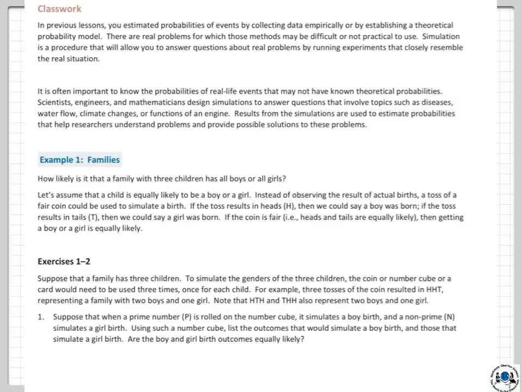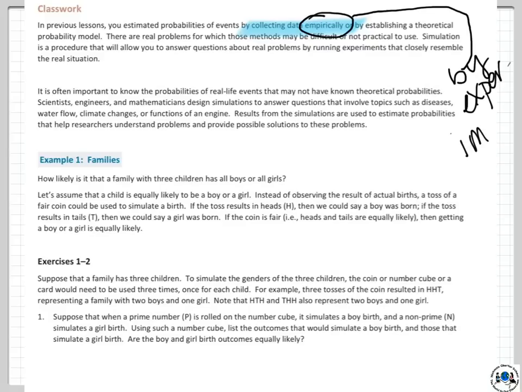All right, so in previous lessons, we have estimated probabilities of events by collecting data empirically. Empirically, this term right here, we should really have a vocabulary list early on, huh? Empirically means by experiment, so just write that down here, by experiment. So you estimated probabilities of events by collecting data empirically, or by experiment, or by establishing a theoretical probability model. Remember our theoretical probability, what should or might be expected to happen.